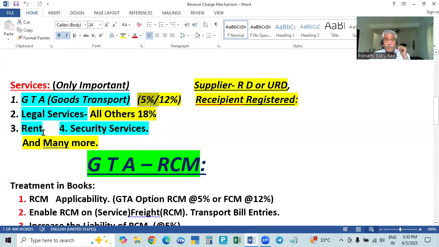In the case of rent, there are two types of rent. One is rent by the government, that is the government renting commercial buildings for the businesses.